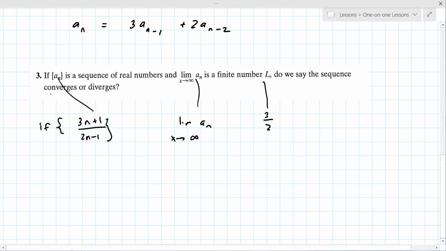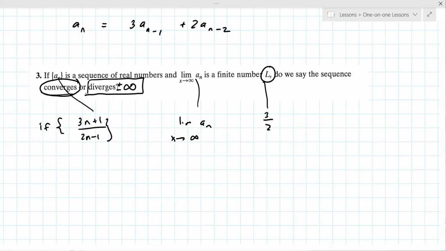Do we say that sequence converges? So it does in this case converge when it approaches a real number, L. If it doesn't approach a number L, like if it approaches infinity, plus or minus, then it diverges. Okay, so that has to be very clear. So then, for example, another type of sequence we might see is, let's say, 1 over n plus 1.